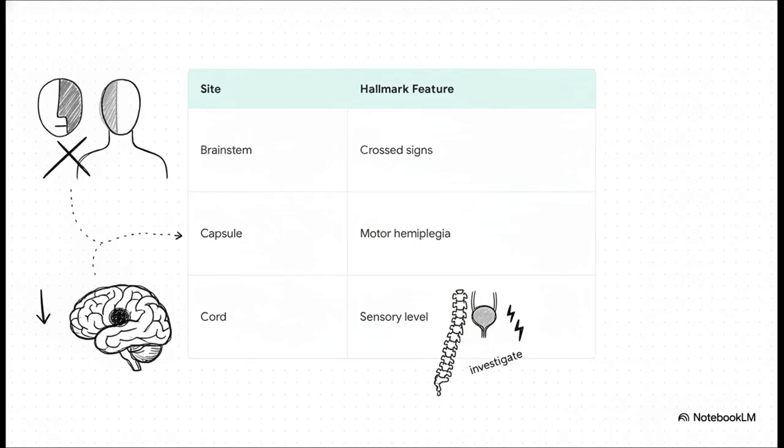A dense, pure motor hemiplegia, that means a tiny lesion in the internal capsule. And if your patient has a sharp sensory level across their abdomen with bladder retention, you must immediately suspect a spinal cord lesion and investigate fast to prevent permanent damage.